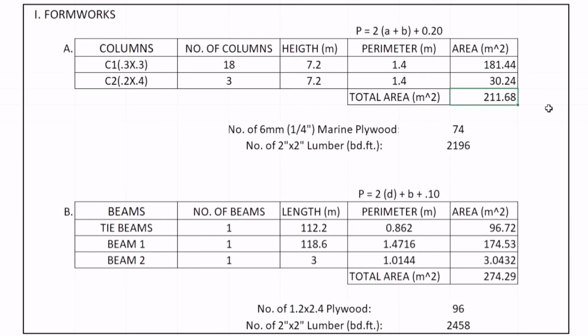So 211.68 square meters. Then number of 6 mm or 1/4 inch marine plywood ang gagamitin. So itong total area divide lang natin to ng constant na 2.88. Tapos round up natin. So yan, 211.68 divided by 2.88. Then round up is equals to 74.